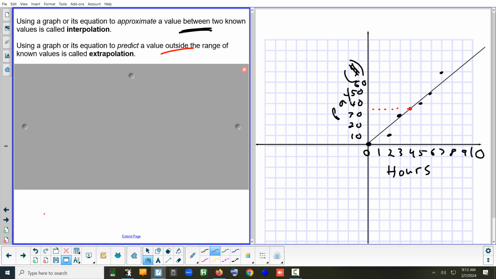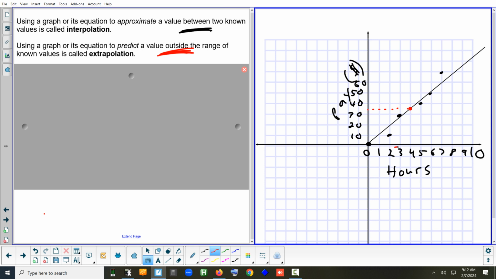Well, I want to predict what this person's going to make for 10 hours. Okay? 10 is outside the range. It's beyond all of my data. So I'm going to make a prediction that's beyond everything. So let's go to 10. Let's go up to right there. And if the person works 10 hours, what does my line predict that they would make?